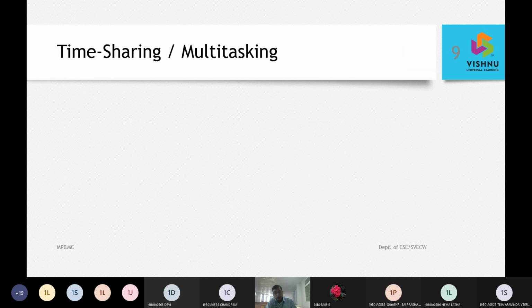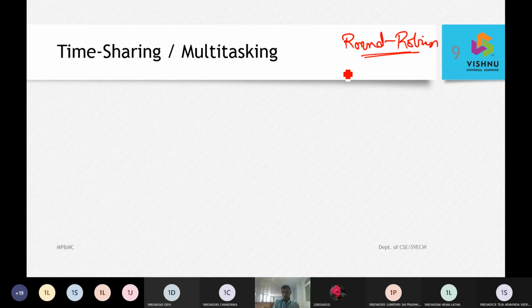After multiprogramming, the next illustration will be time sharing or multitasking operation. So the third way of saving idle time will be the time sharing operating system, or the multitasking approach inside the microprocessor. It is going to use a word called round robin. So what does round robin mean?